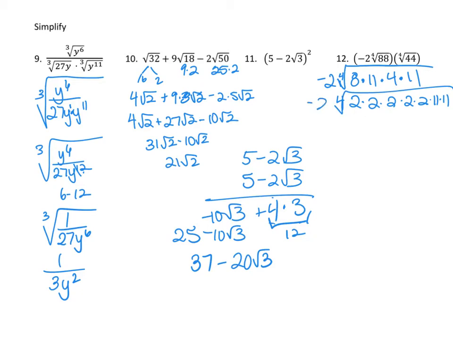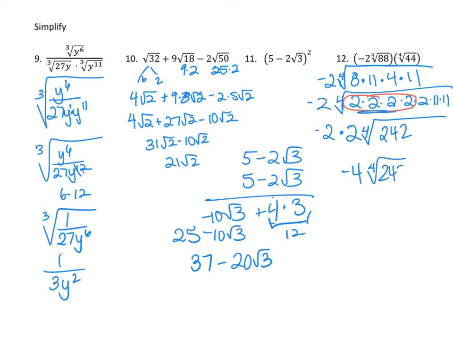8 is 2 times 2 times 2, and 4 is 2 times 2, and then we have 11 times 11. And it's a fourth root, so we're looking for groups of 4. 1, 2, 3, 4. So that's a -2, and that +2, this group of 4 comes out. And I have the fourth root of 11 times 11 is 121. 121 times 2 is 242. So I have -4 times the fourth root of 242.